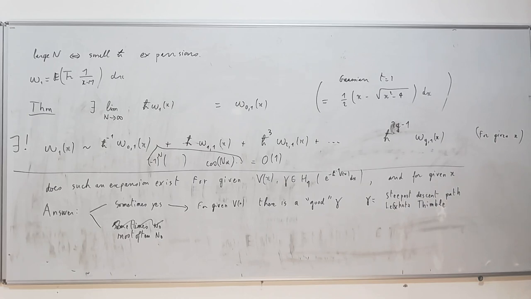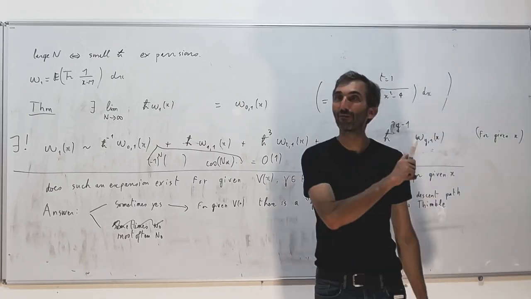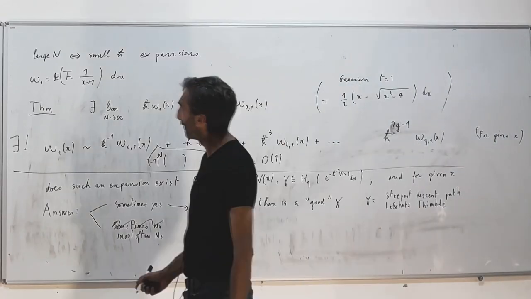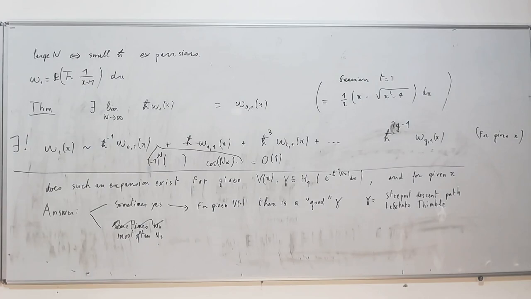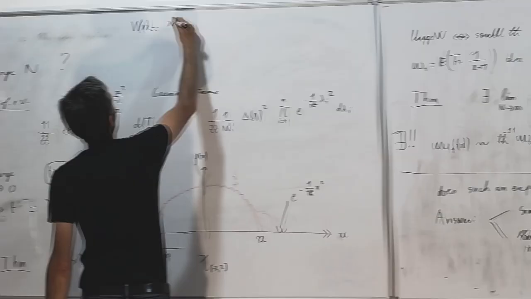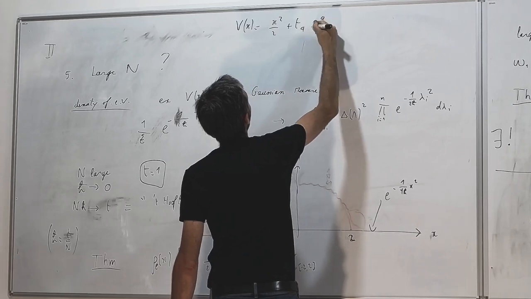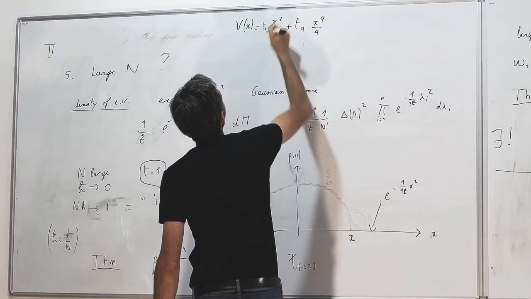Okay, so basically for a given V, there is always one that is good. And I will show you some examples, especially with the quartic potential. V of x equals x squared over 2 plus t4 x^4 over 4 plus t2 x squared over 2.